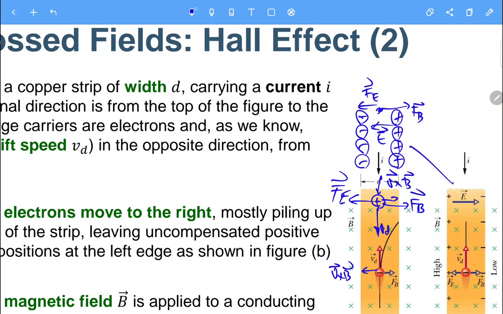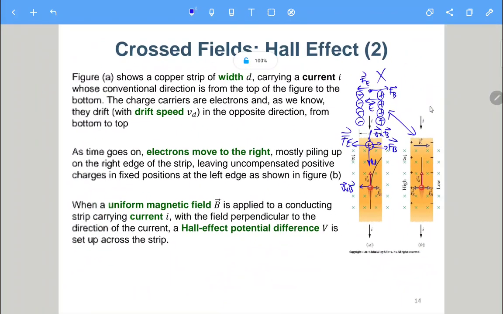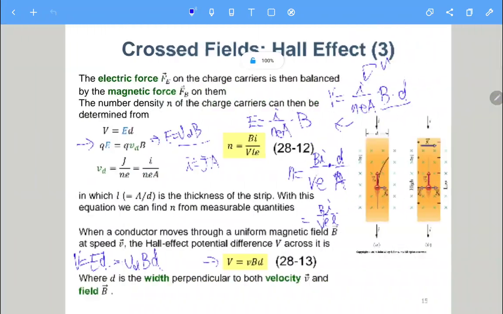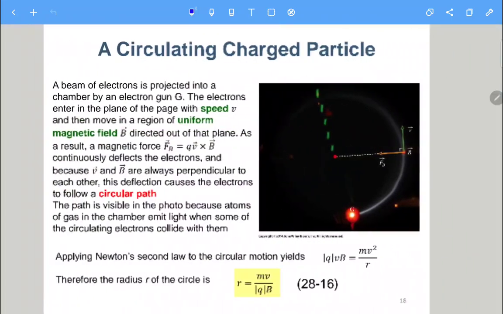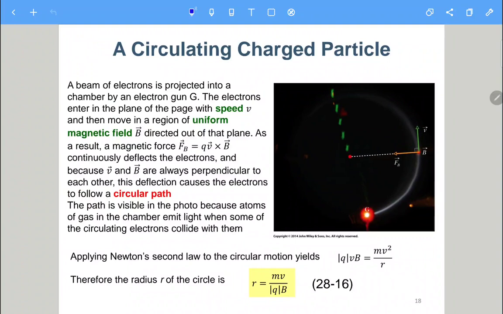So they cannot happen at the same time. And from the Hall effect experiment, we know that we should have a higher electric potential on the left side, which means that we could not have a positive charge in this sense. Okay, so that's it. Let's move on to the next section.